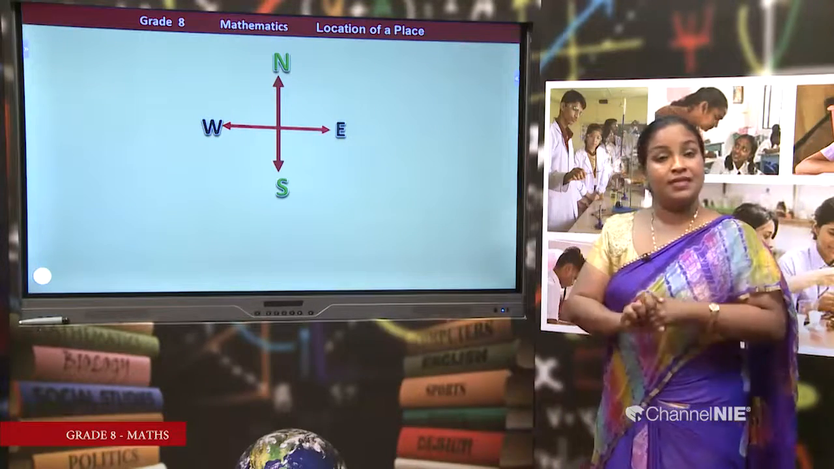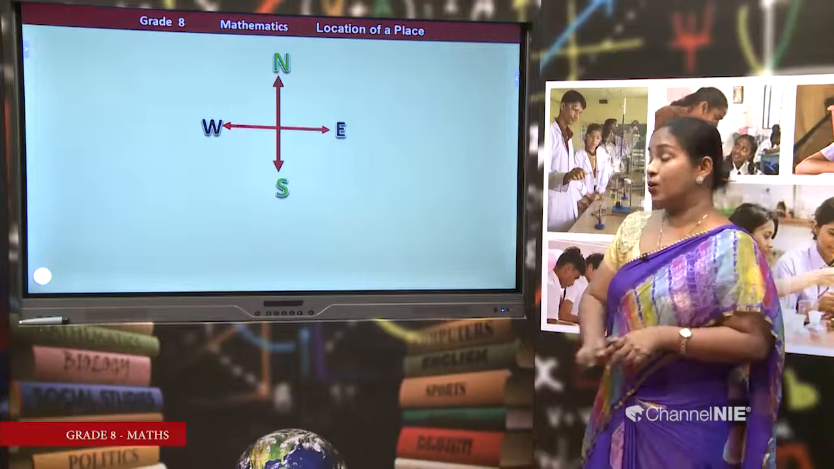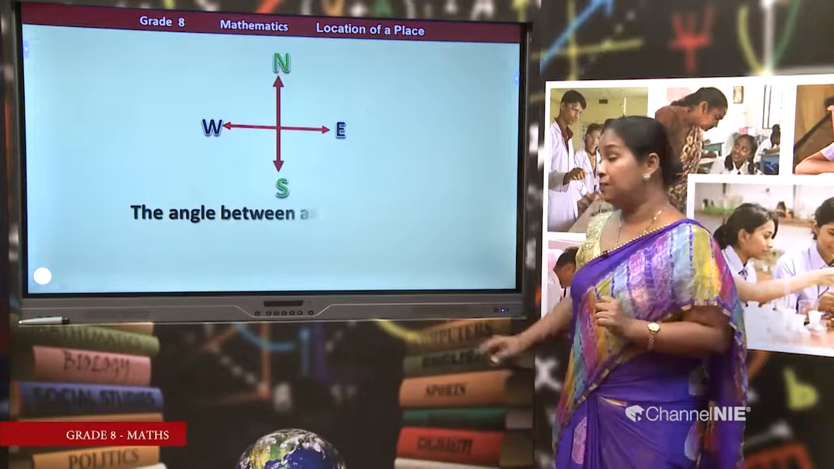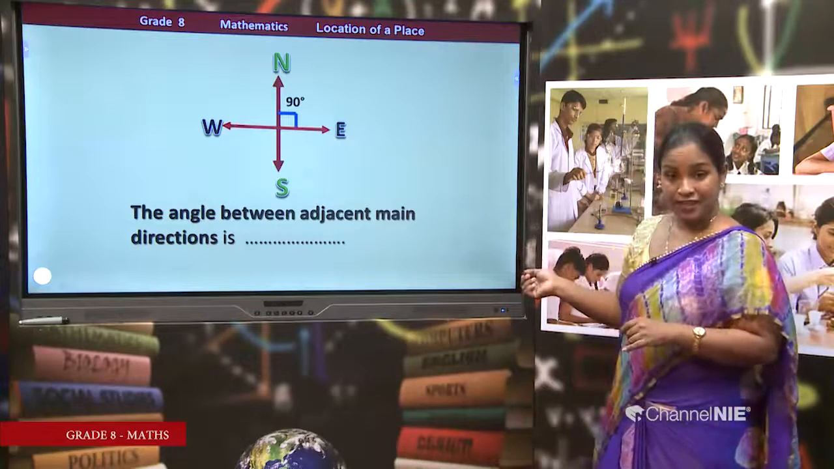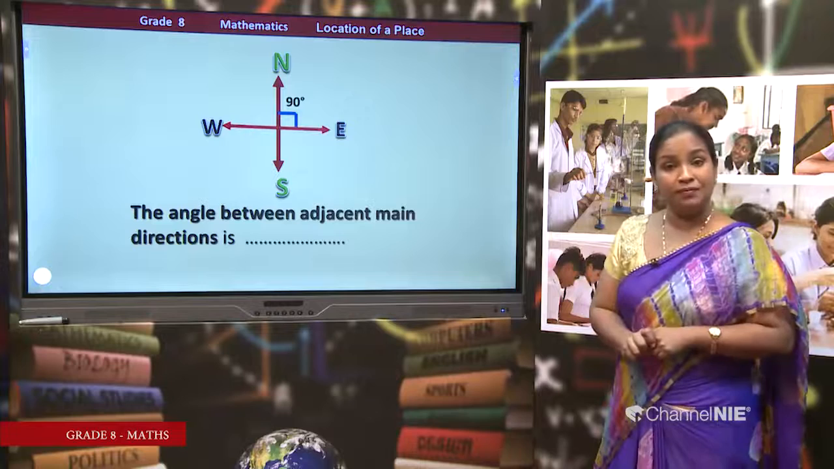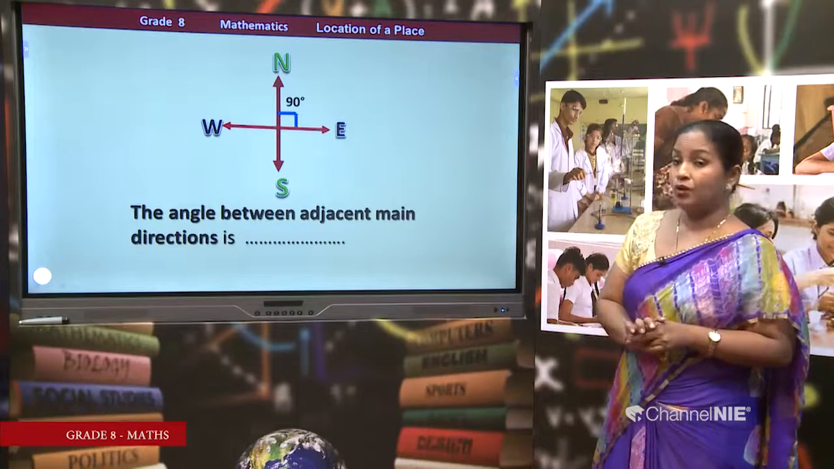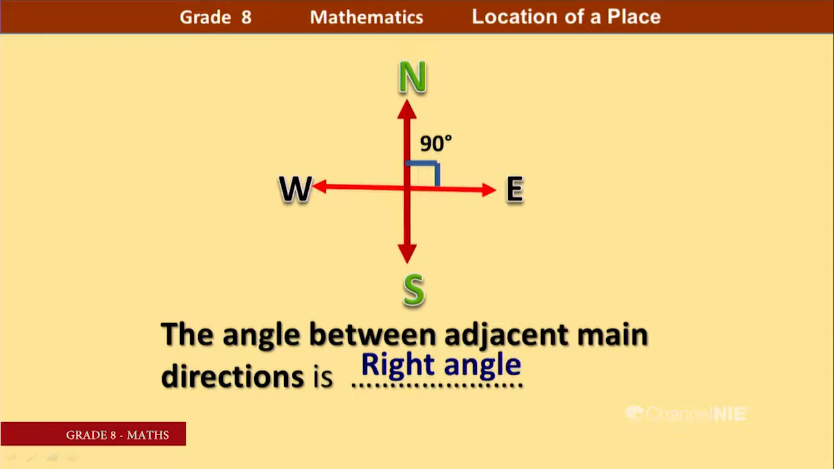Okay. These are the main directions. So, we are going to find the angle between adjacent main directions. So, what is meant by adjacent? Adjacent means close by, next to each other. You know the meaning, right? So, adjacent angles. You learned adjacent angles in the first term in the angle lesson. Good. I hope you could remember that. So, here we are comparing adjacent main directions. So, the angle between adjacent main directions is 90 degrees, or you can call it a right angle.